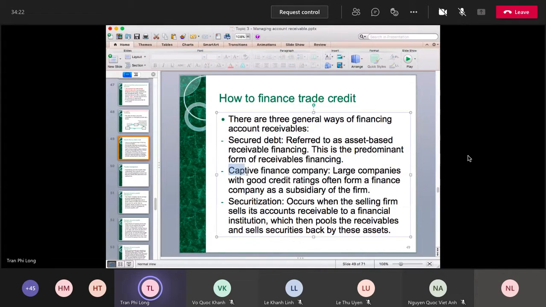And the second way is to use a captive finance company. So what is a captive finance company? A captive finance company is a subsidiary of a firm. The purpose of this subsidiary is to provide finance to the customer.